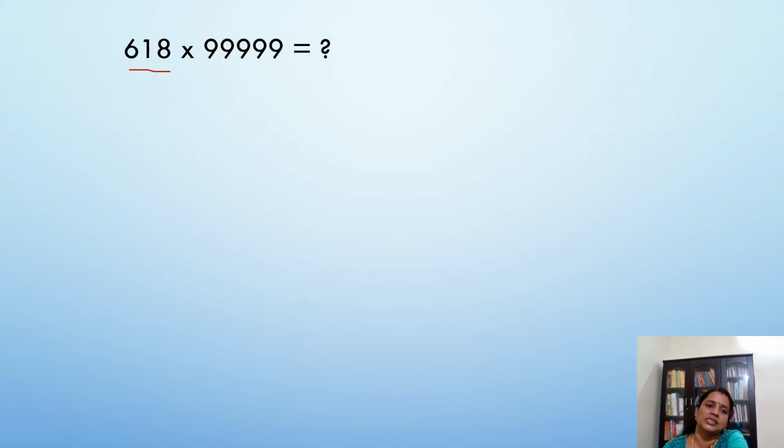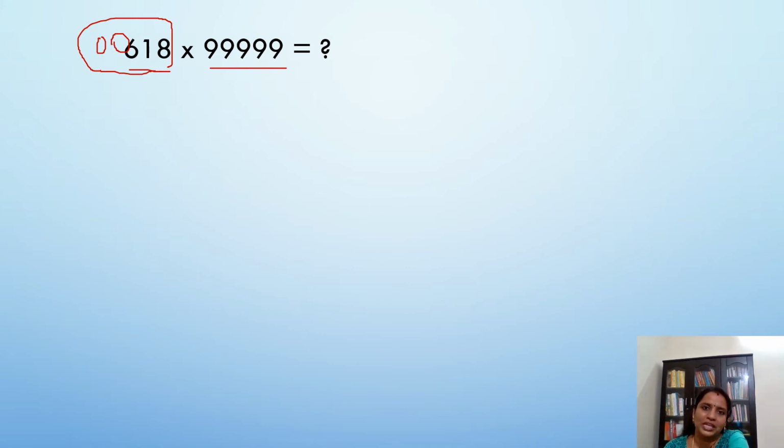Okay. In my next sum, see here. It is 618 and 99,999. Here I am having a 3-digit number and here I am having 5 nines. I want to make this number a 5-digit number. So what can I do? Yes, I can add 2 leading zeros here. So this number becomes a 5-digit number. Now it is a 5-digit number and 5 nines are there. So both have an equal number of digits.